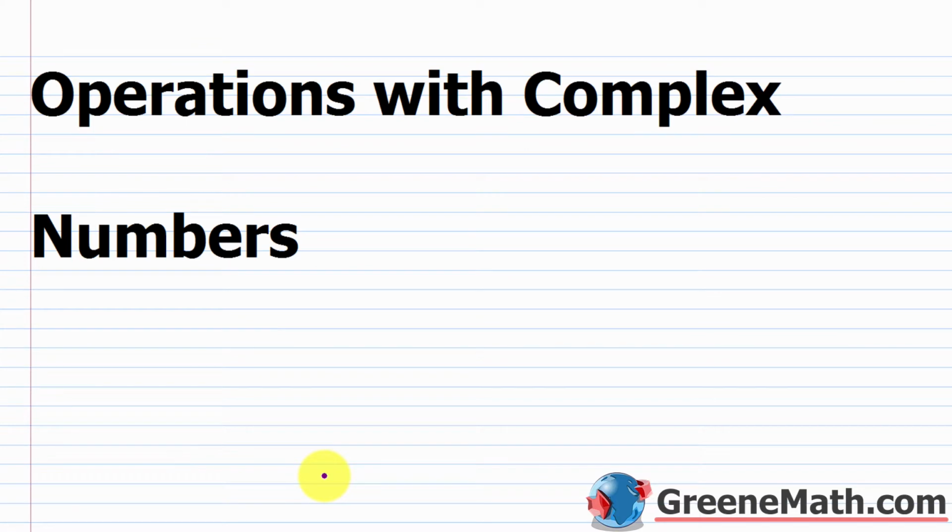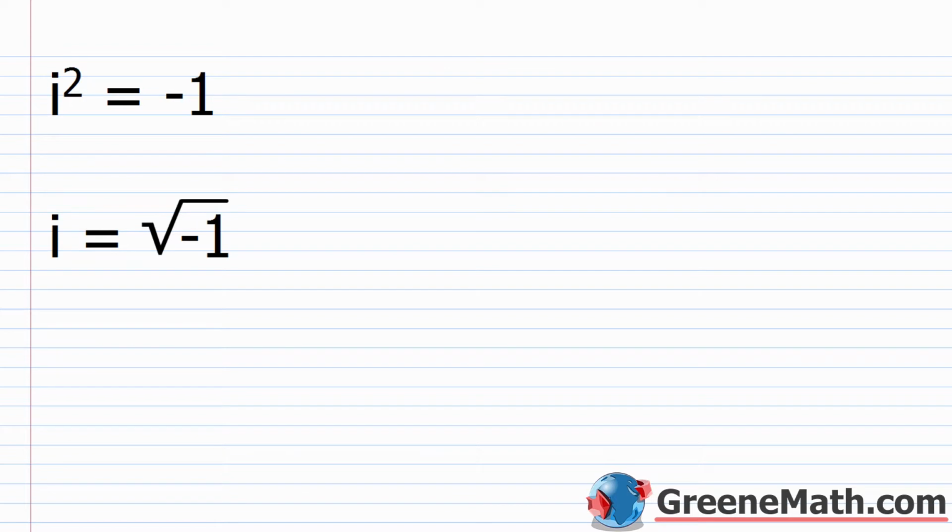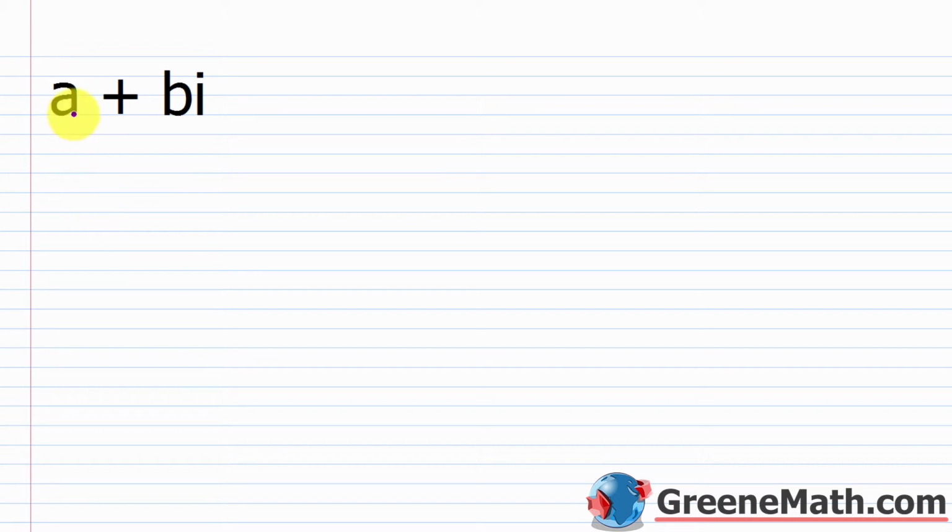In this lesson, we want to review operations with complex numbers. So in our last lesson, we reviewed the concept of the imaginary unit i. Again, the definition of i is given as i squared is equal to -1. Or alternatively, you could say that i is equal to the square root of -1. So if we look at something like a plus bi, where we would say that a and b, these two are real numbers. And again, i represents the imaginary unit.